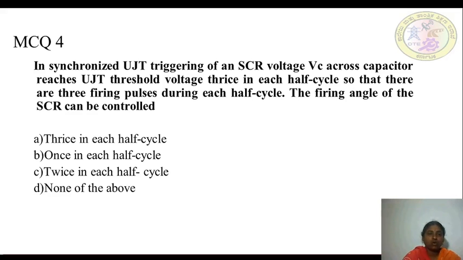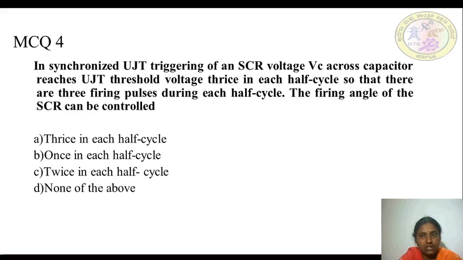Now let us recall what we have studied through these multiple choice questions. The question says, in synchronized UJT triggering of an SCR, the voltage VC across the capacitor reaches the UJT threshold voltage thrice in each half cycle, so that there are 3 firing pulses during each half cycle. The firing angle of the SCR can be controlled: thrice in each half cycle, once in each half cycle, twice in each half cycle, or none of the above.